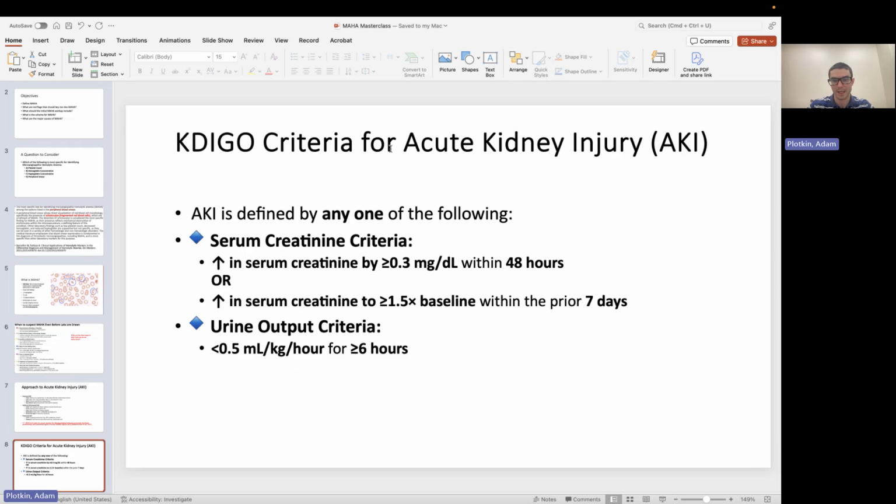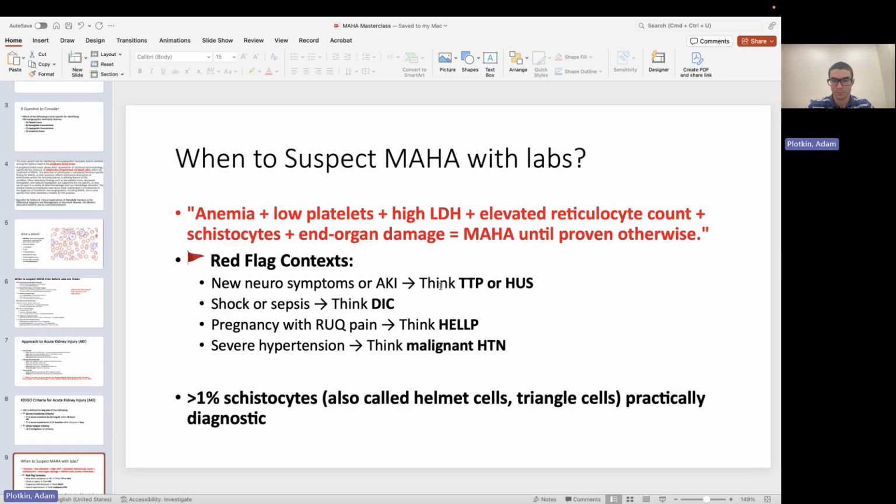Really, according to KDIGO, AKI is defined by one of the following. We have an increase in serum creatinine greater than 0.3 within 48 hours, or the serum creatinine has risen above 1.5 times the baseline within the last 7 days, or the urine output is less than 0.5 for greater than 6 hours. We need one of the following to diagnose AKI. Okay, so when should we actually suspect MAHA?